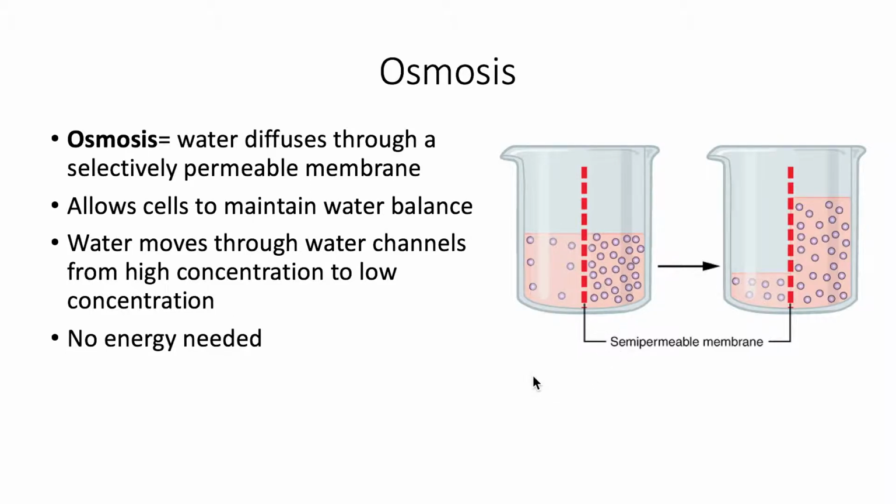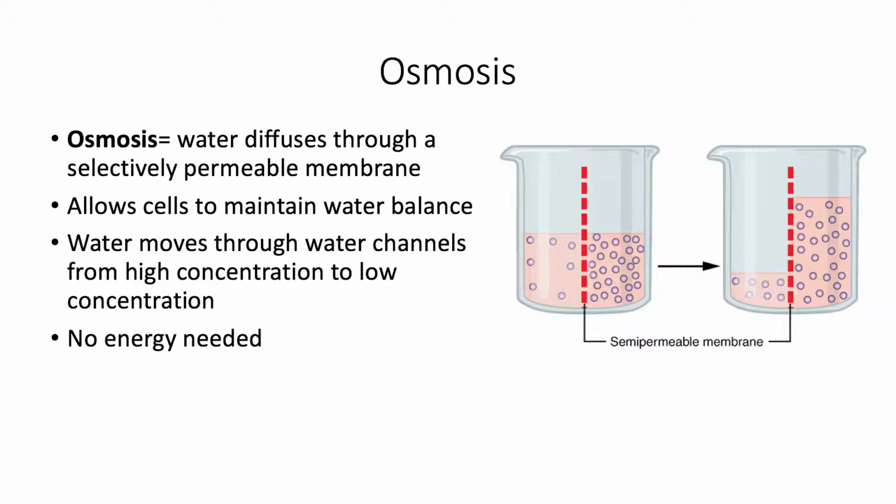So what happens here is water is going to go along its concentration gradient, and the water molecules are going to move from where they're highly concentrated to where there's a relatively low concentration. Water is going to go down its concentration gradient, and what ends up happening is the water molecules cross over to the other side, and the water level rises during osmosis.